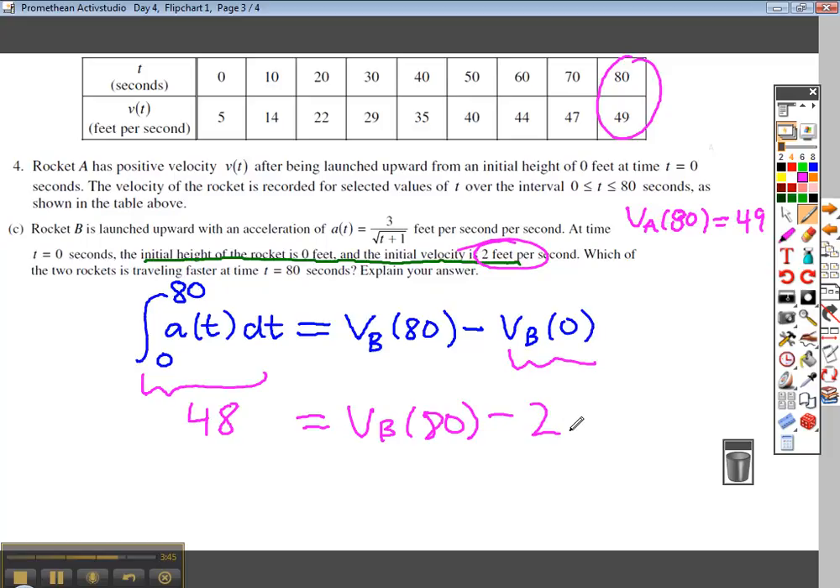So when you add 2, you get that the velocity of rocket B at 80 is actually 50, which is greater than the velocity of rocket A at 80. So rocket B is traveling faster for this very reason.